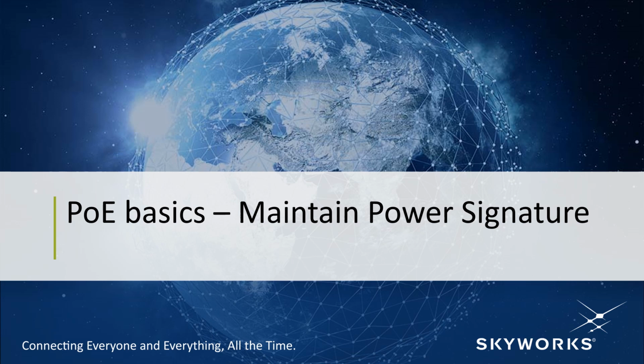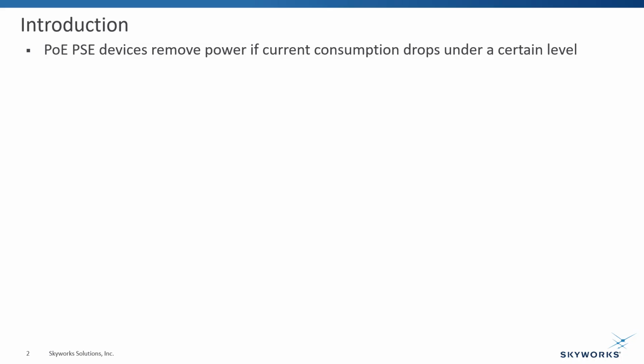My name is Bartomáš Botlik, Skyworks Staff Applications Engineer, and today I will give you a quick introduction about the PoE function called Maintain Power Signature. PoE PSE devices remove power if the current consumption of the port falls below a certain threshold. Its purpose is to ensure that the disconnected ports are not left powered on.